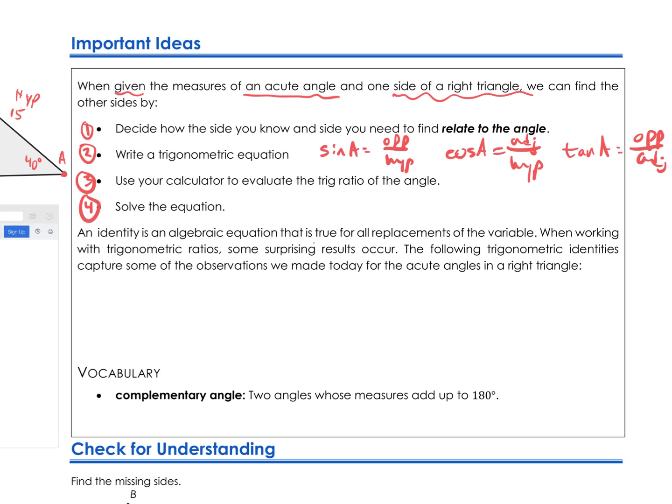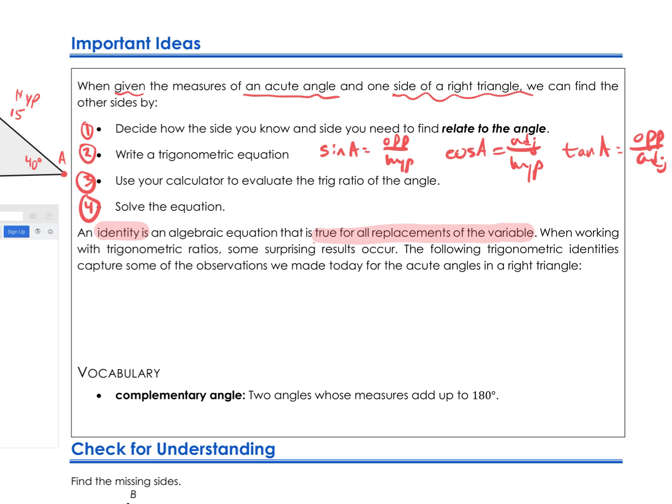So we see we got these trig equations. We can use them to find missing sides, and we can also find out some different equations using trigonometry that we call identities. So we saw a little bit of that here. So an identity is an algebraic equation that is true for all replacements of the variable. So plug in any number and that'll be true. So when working with trig ratios, this happens quite a bit, all right?